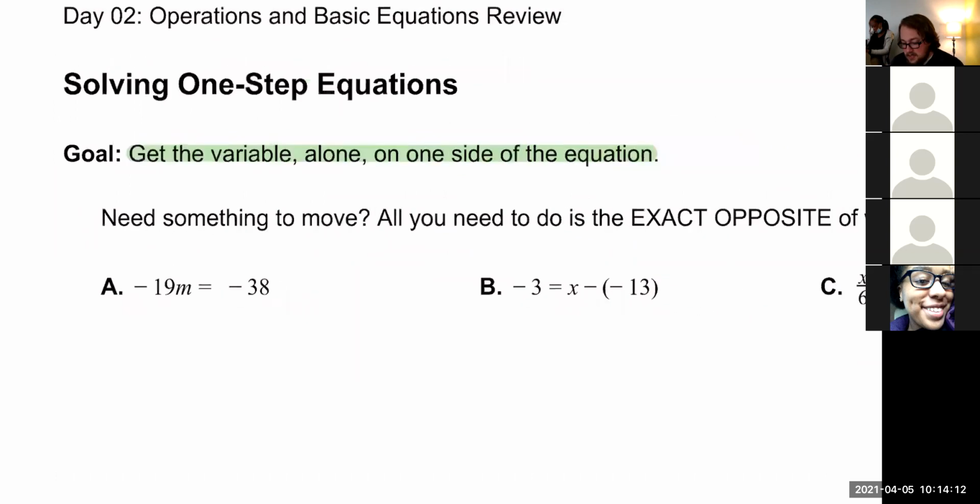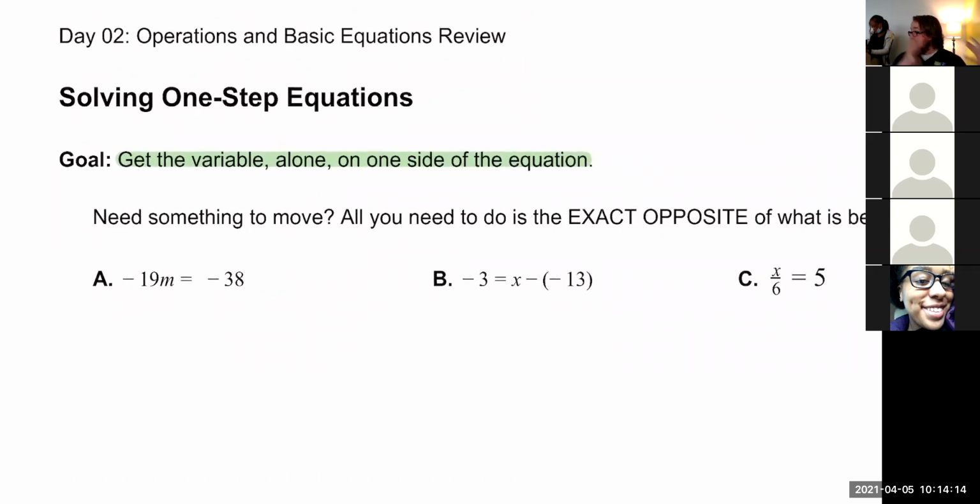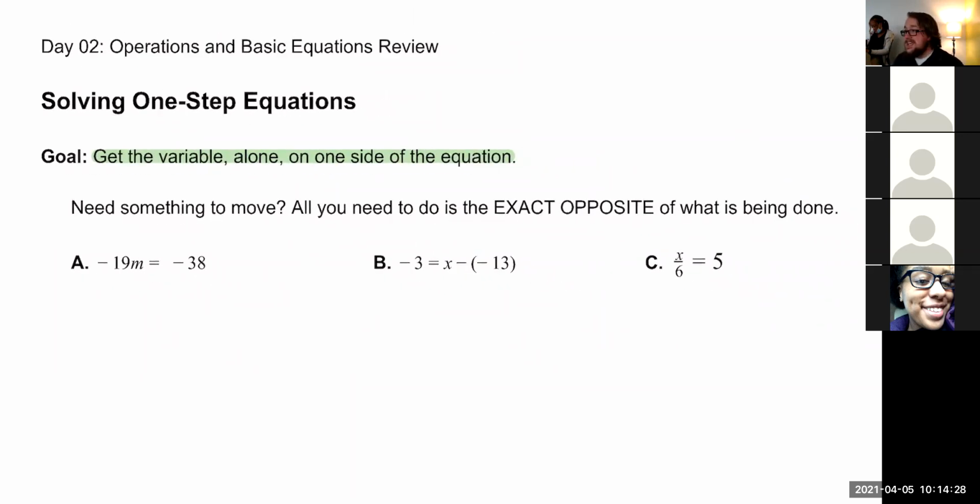Now, because of that equal sign, we have technically a left side of our equation and our right side of our equation. So it's really important that we know where our variable is, and then we ask ourselves, is there anything else on that side that I need to move? If there is something we need to move, all we need to do is the exact opposite of what is already being done. Opposites cancel each other out in math.